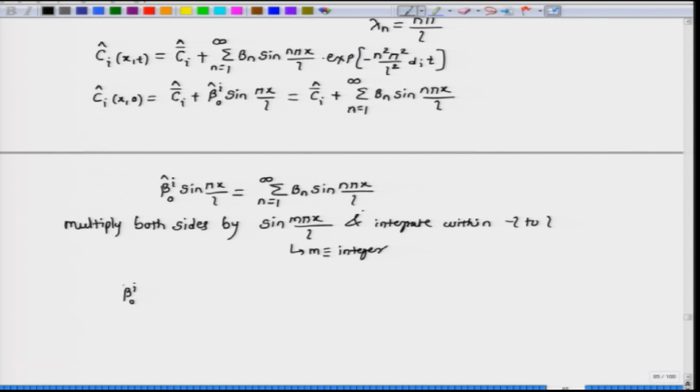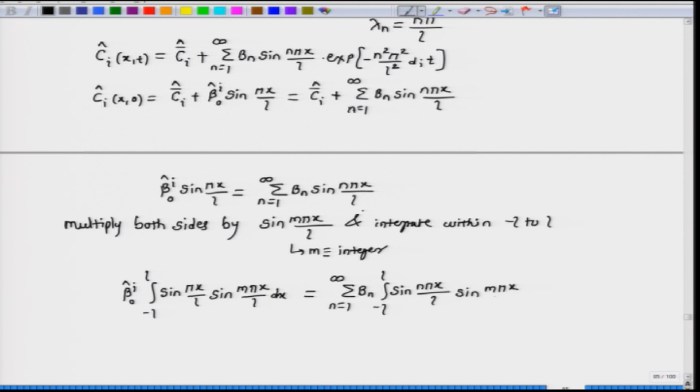So, we get beta 0 I cap integral from minus L to L of sin pi x by L sin m pi x by L dx, which should be equal to the summation over n equal to 1 to infinity of the integrals, where the b n's are constants. So, I can write the integral from minus L to L of sin n pi x by L sin m pi x by L dx.